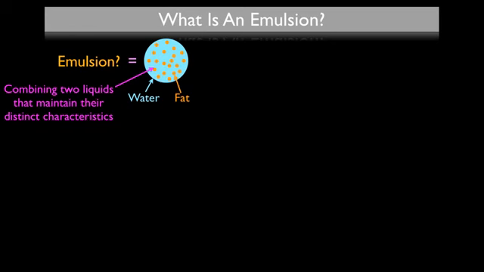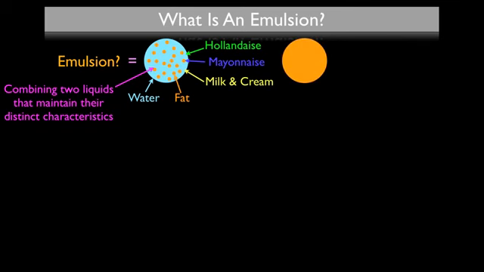Now, in this example, I'm showing you a basic fat dispersed into water emulsification, and this will cover things like hollandaise, mayonnaise, milk and cream. But you can also have the reverse, where you have some fat, and in that fat you disperse some water. Because they're still maintaining their distinct characteristics, it is still an emulsion, but now you have the water dispersed in the fat. This is commonly seen in vinaigrettes and also whole butter.